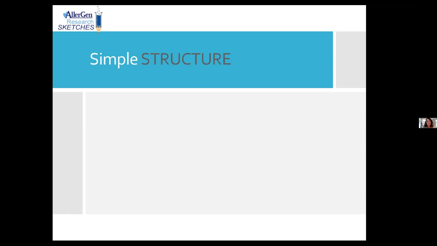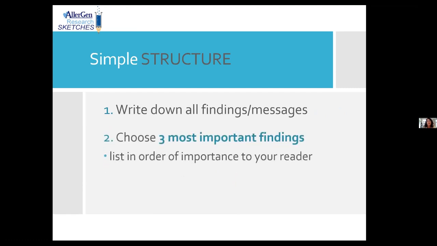Think about who you're writing for. Who is your audience and what do they need to know? And then write down all of the findings and messages from your study. Choose the 3 most important and then put them in order of importance to your reader, not in importance to you or to your colleagues or necessarily in the order in which you found them, but the order of importance to your reader. And then plan a logical flow of the information to share these 3 key findings. Ideas should be introduced as they come up in your story, but also be careful about introducing a new idea late in the text.